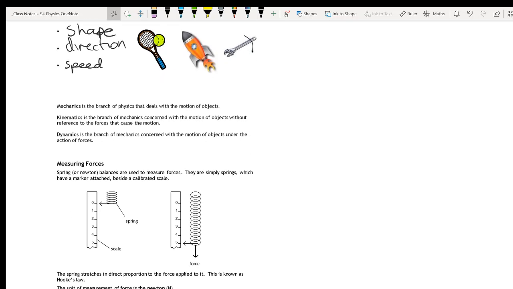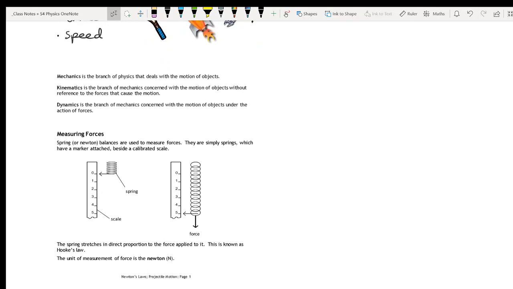Mechanics is the branch of physics that deals with the motion of objects. Kinematics, which is the last booklet, the vectors and scalars, is the branch of mechanics concerned with the motion of objects without reference to the forces that cause the motion. And dynamics, which is this booklet, is the branch of mechanics concerned with the motion of objects under the action of forces. Previously you didn't really come across any forces. This booklet is all to do with forces and how they affect movement.